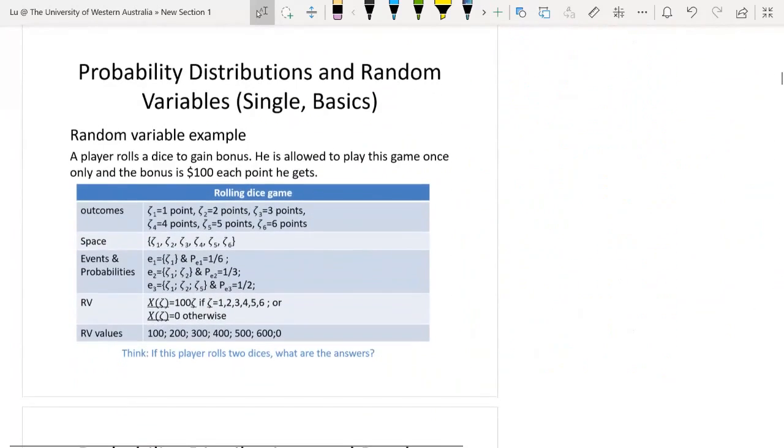In the next slide, you can see a summarized result regarding this example. If you think there's anything unclear from my explanation, you may refer to this slide to understand how we derive the result.